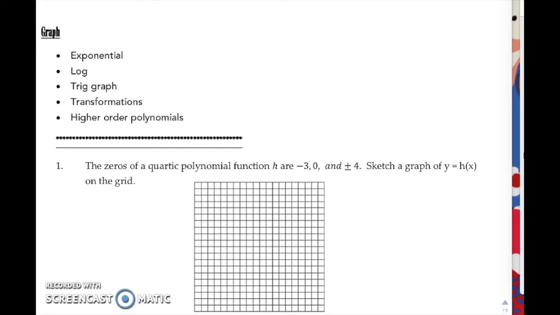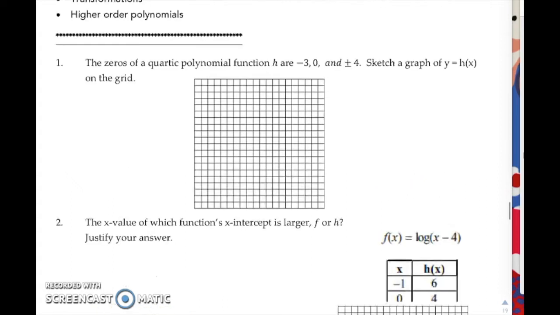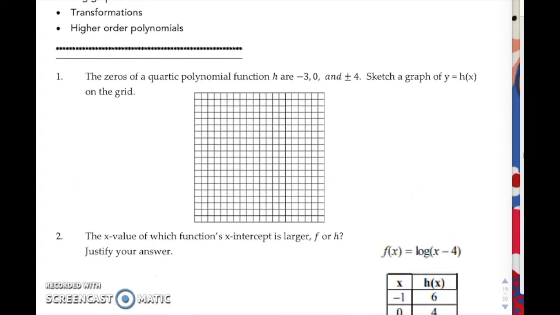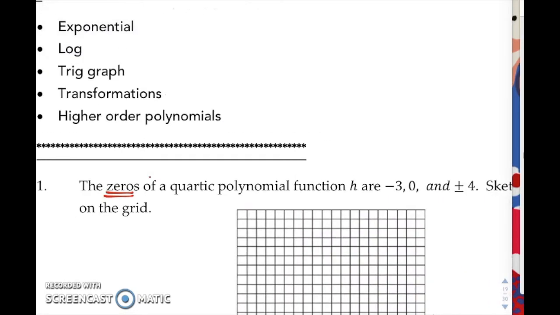For the first one, the zeros of a quartic polynomial function are -3, 0, and ±4. Sketch a graph of f of x on the grid. So let's start with this. First of all, it tells me the zeros, the places where this function equals 0. Notice that I have 1, 2, 3, 4. There are 2 there, both -4 and +4. So that tells me that I have 4 zeros.